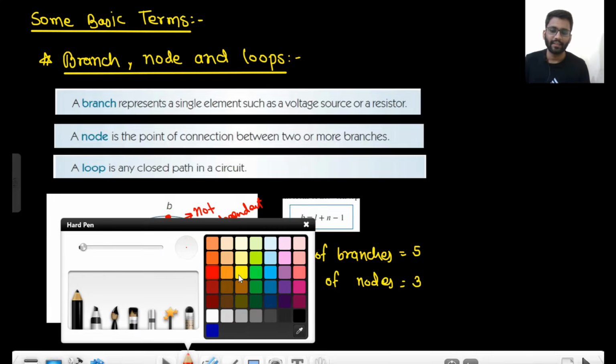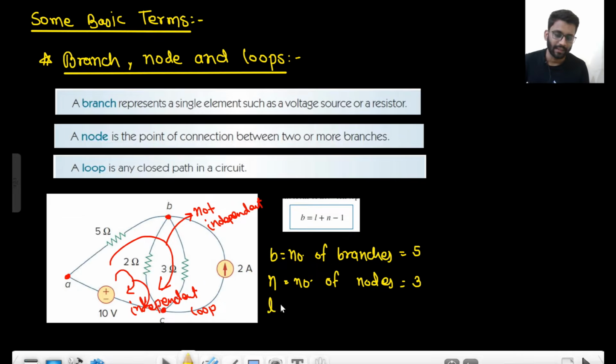Here, this L represents independent loops. L is not the number of loops, it is the number of independent loops. So how many independent loops are there? 3.